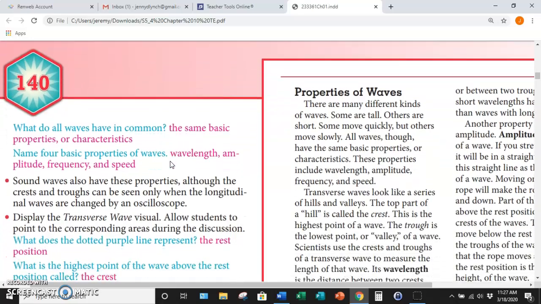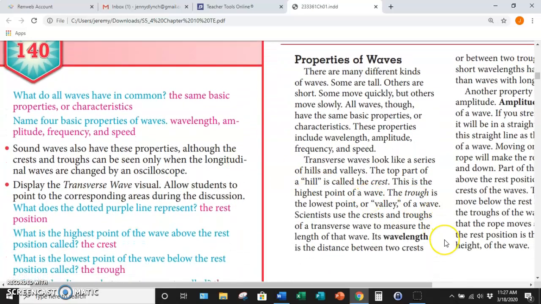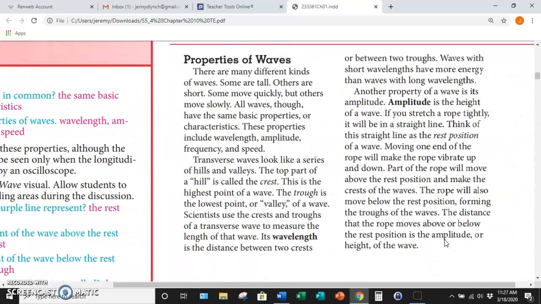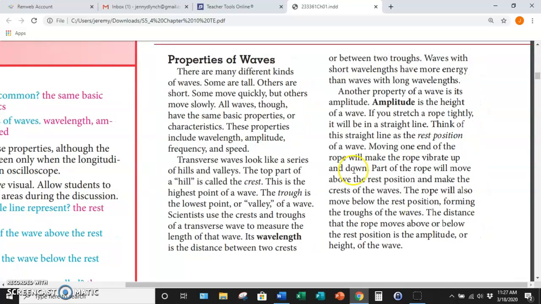All right, so let's look at properties of waves. There are many different kinds of waves. Some are tall, others are short. Some move quickly, but others move slowly. All waves, though, have the same basic properties or characteristics. These properties include wavelength, amplitude, frequency, and speed.